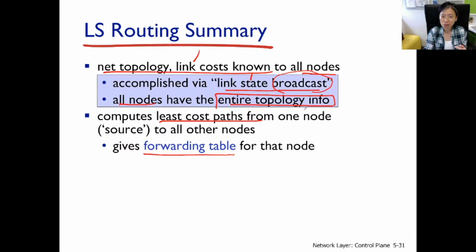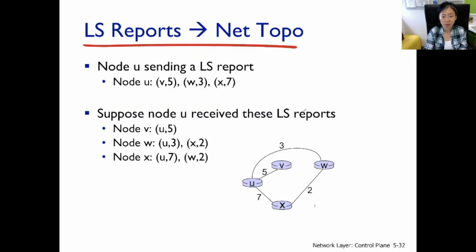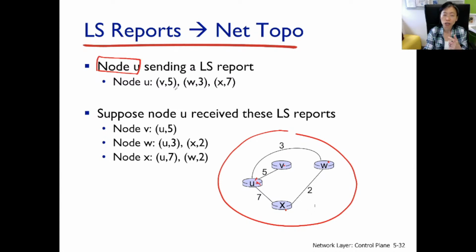Let me give you an example to illustrate how that is done. We have a very simple network here, only 4 nodes. U connects to V, U connects to W, U connects to X. If we are node U generating its link state report, it's going to contain the ID of the node itself, the 3 neighboring nodes V, W, X, and the cost on the link to these nodes: 5, 3, 7. So U to V, link cost 5. U to W, link cost 3. U to X, link cost 7.